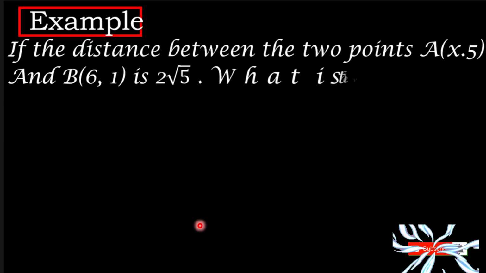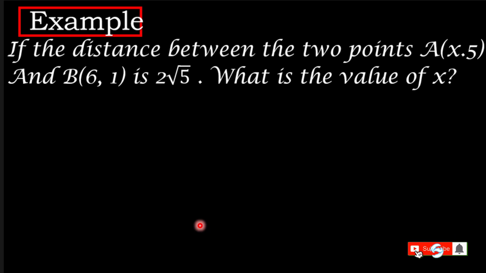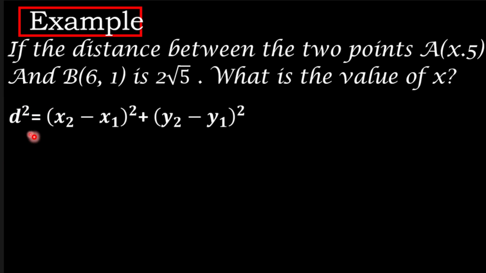We have here the distance between 2 points A (x, 5) and B (6, 1) is 2 square root of 5. It's a real number. What is the value of x? By the same way, we can form here an equation. We studied before that d squared equals the difference between x all squared plus the difference between y all squared. So d is what? D is 2 square root of 5.